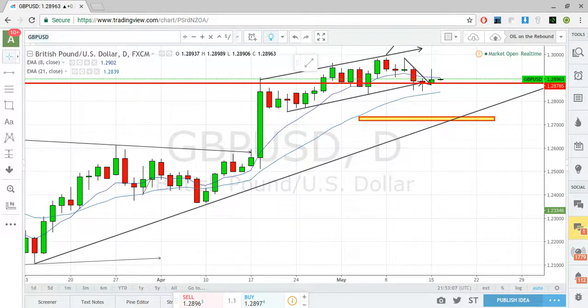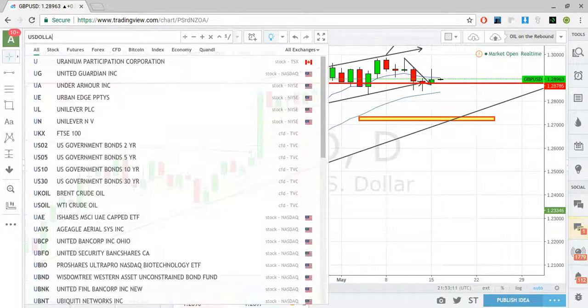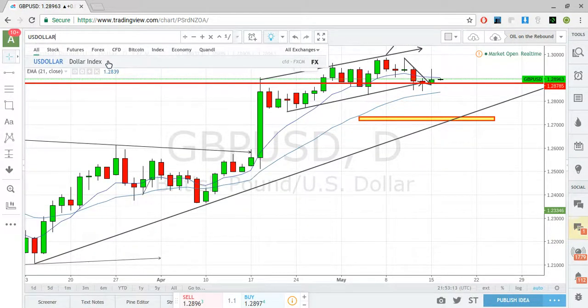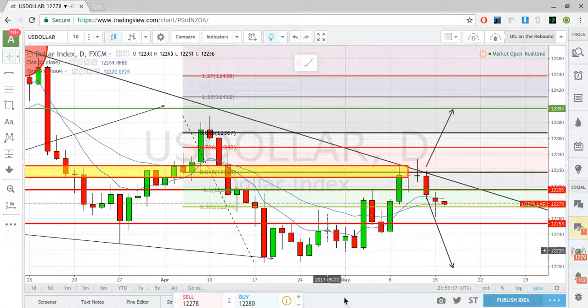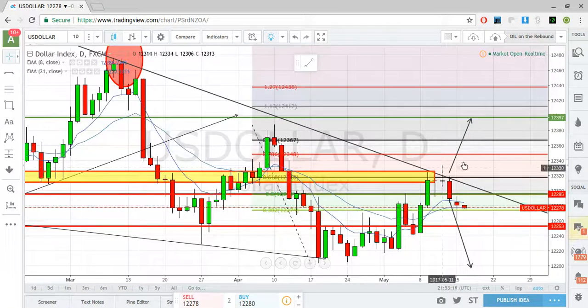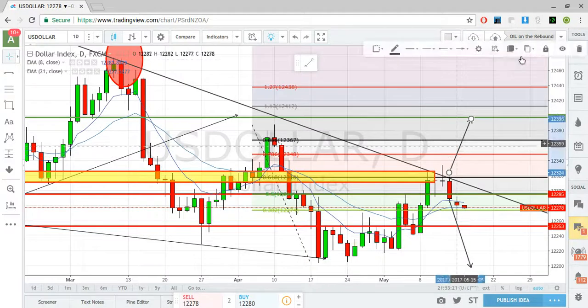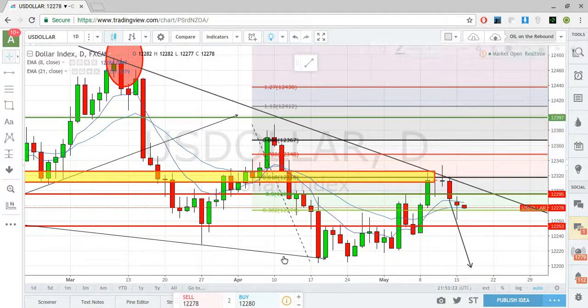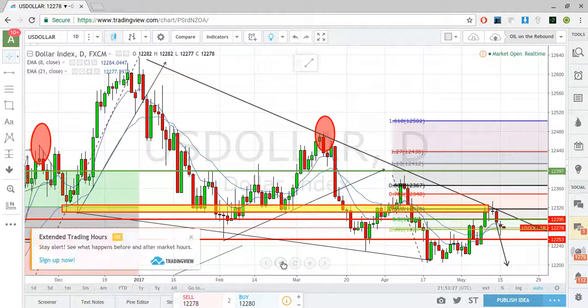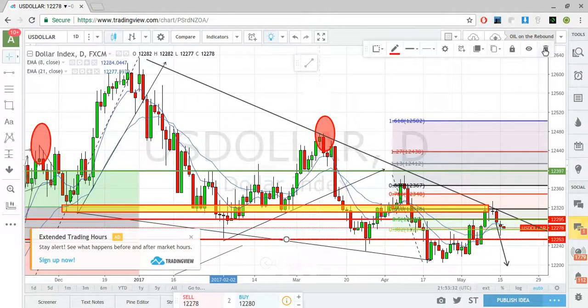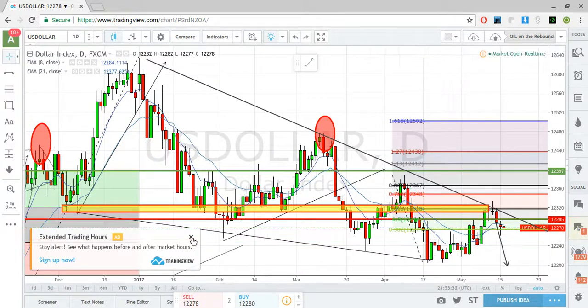I do want to show a little bit of what I saw on the US dollar because I want to show confirmation for making this decision, because I feel like that is important. So this right here is the US dollar. And I'm going to try to clean it up just a little bit here.